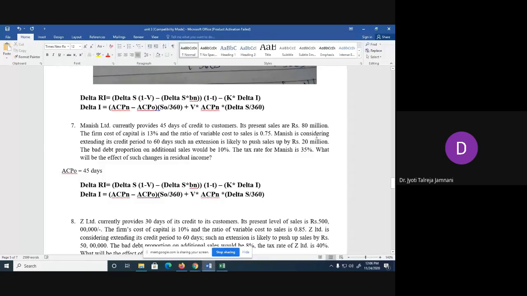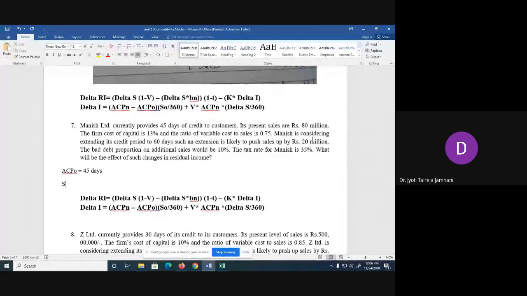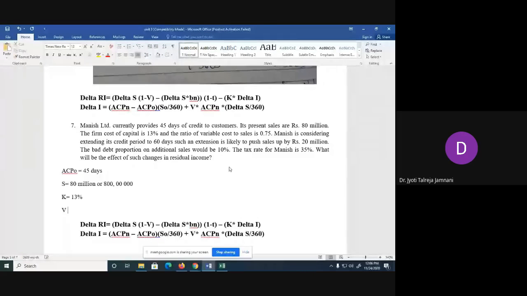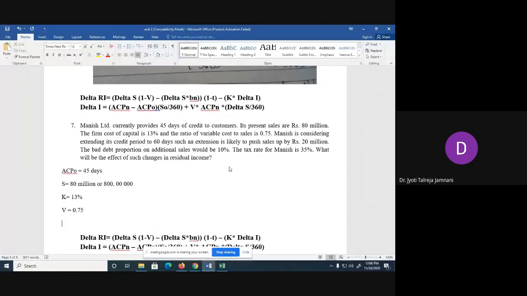Its present sales are rupees 80 million. So this is S, that is the current sales, 80 million. 1 million is equal to 10 lakhs, so 80 million would be 800 lakhs. The firm's cost of capital is 13%, so this is the value of K. The ratio of variable cost to sales is 0.75. This is nothing but V, variable cost, directly they have given you. It is 0.75.